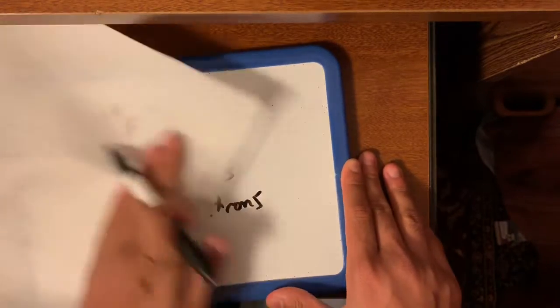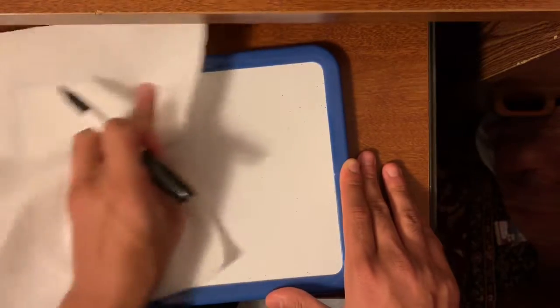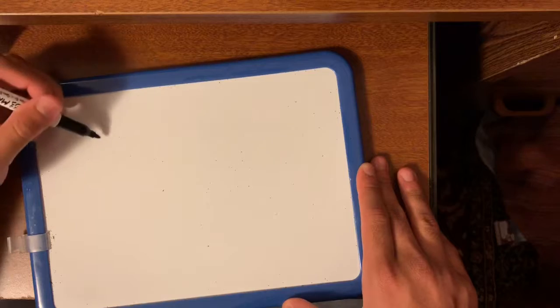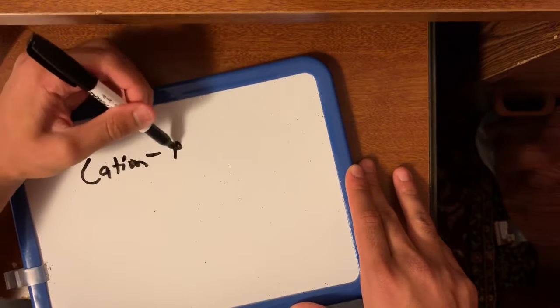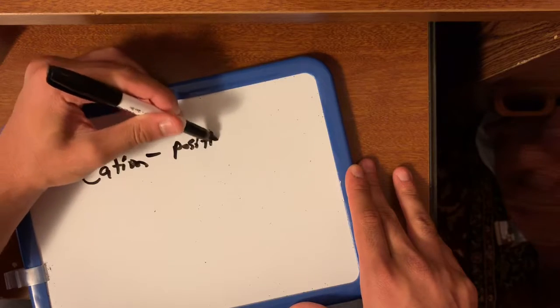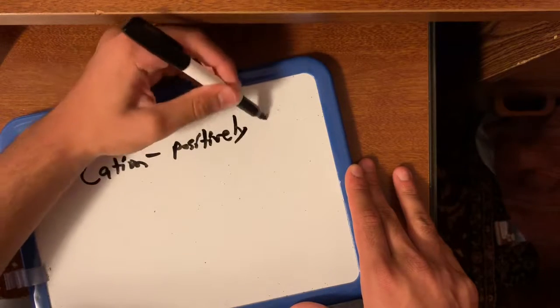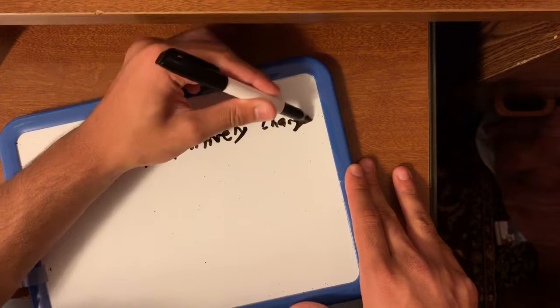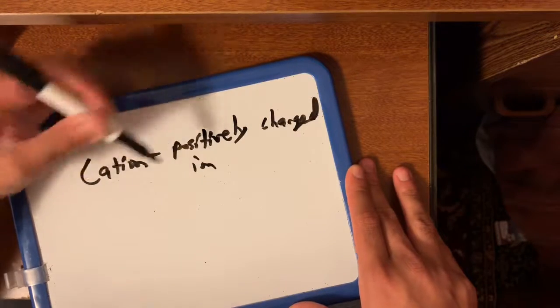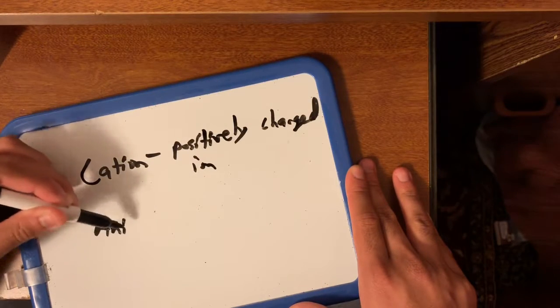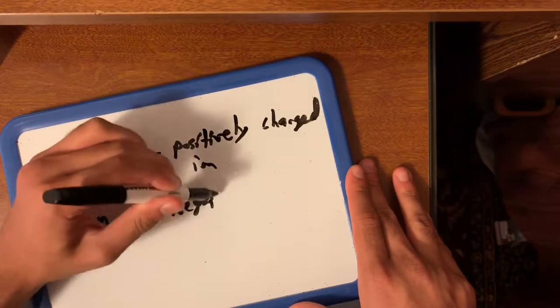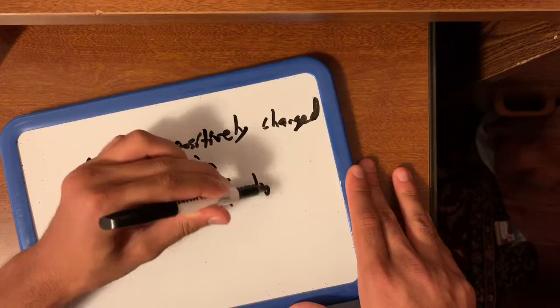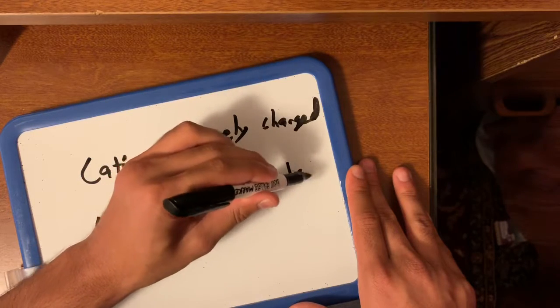Okay? And lastly, just for vocabulary, when you see a cation, it means a positively charged ion, and an anion is a negatively charged ion.